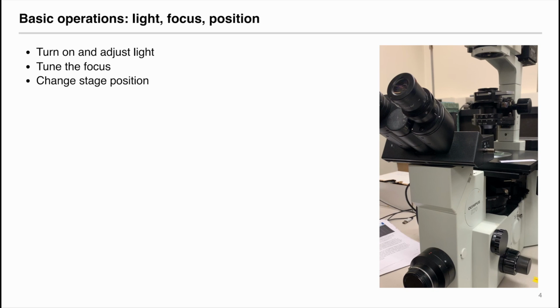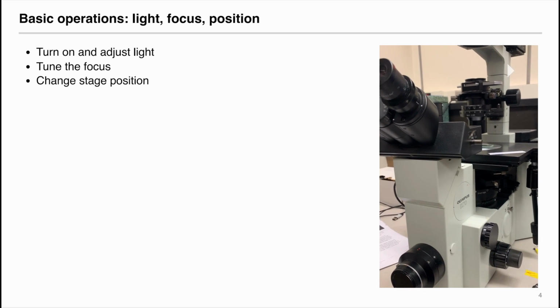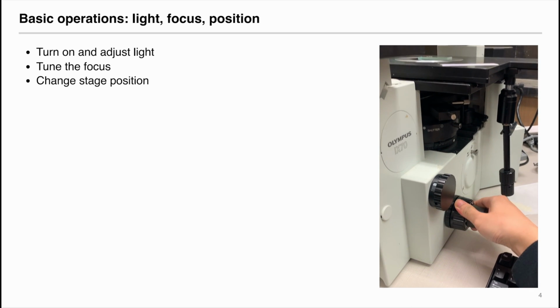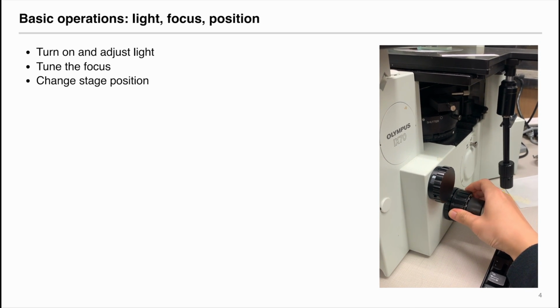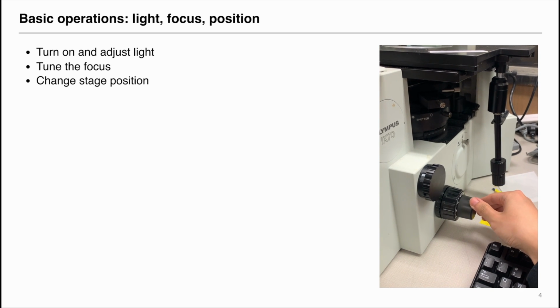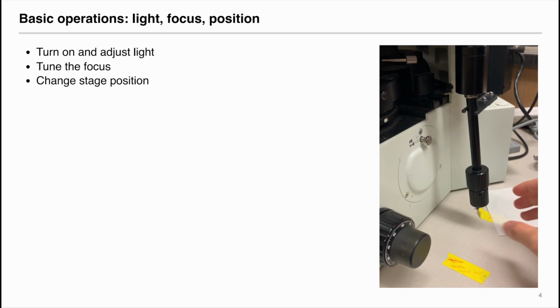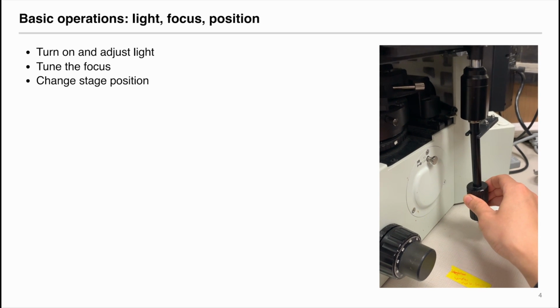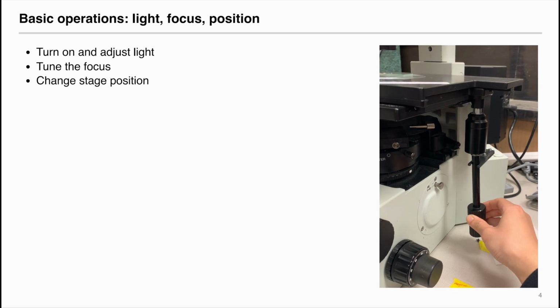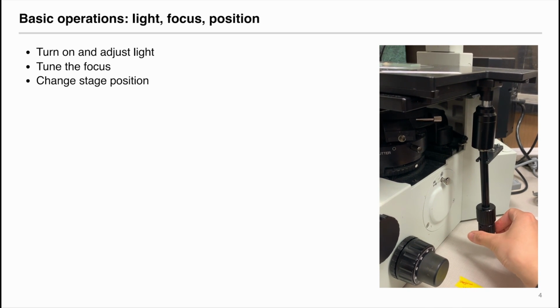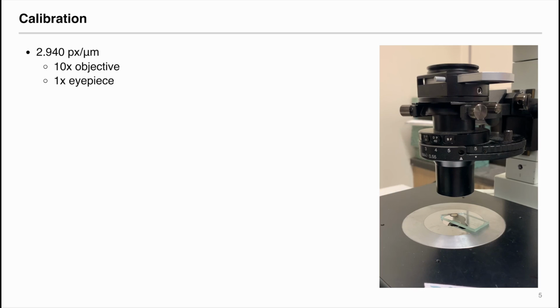We can also tune the focus and stage position. For the focus, we'll first adjust the coarse focus to find the rough plane and then adjust the fine focus. For stage position, we can move the joystick. The upper one moves the stage in and out, and the bottom one moves it left and right. Now we're all set to calibrate the microscope.